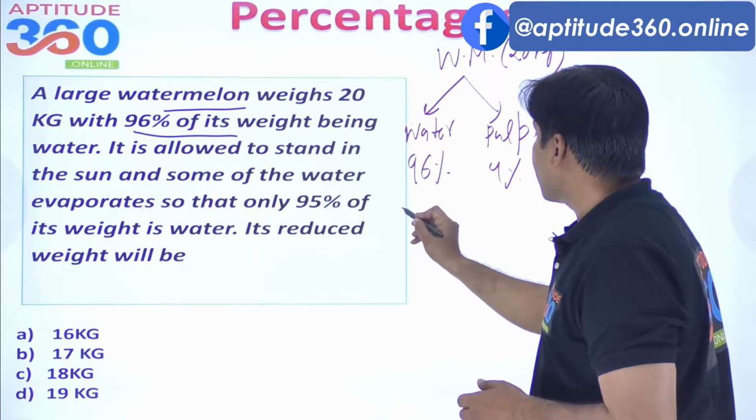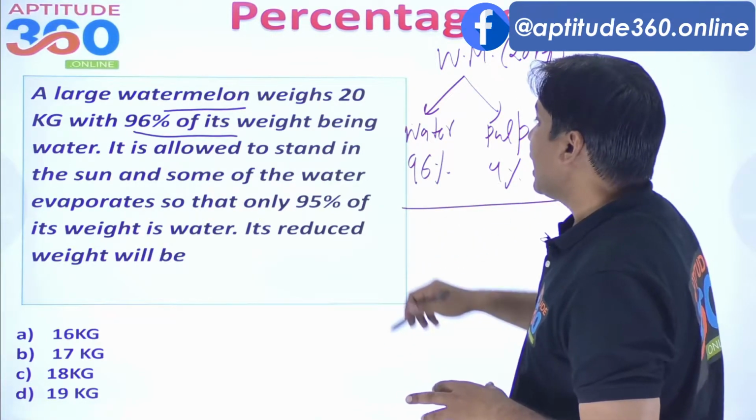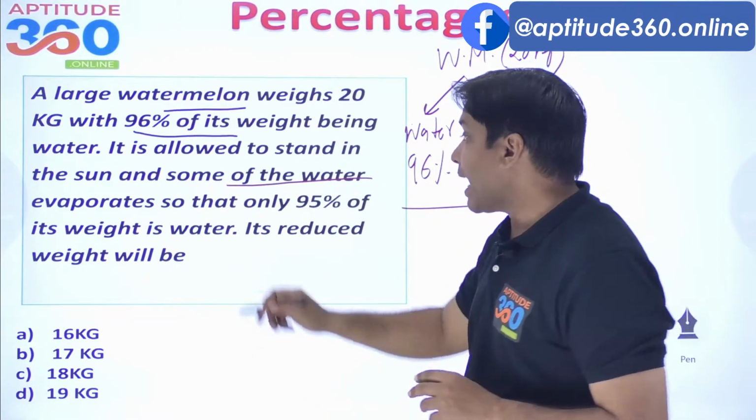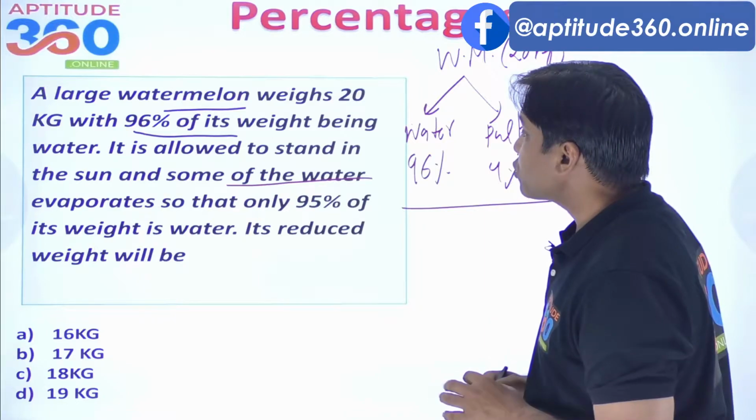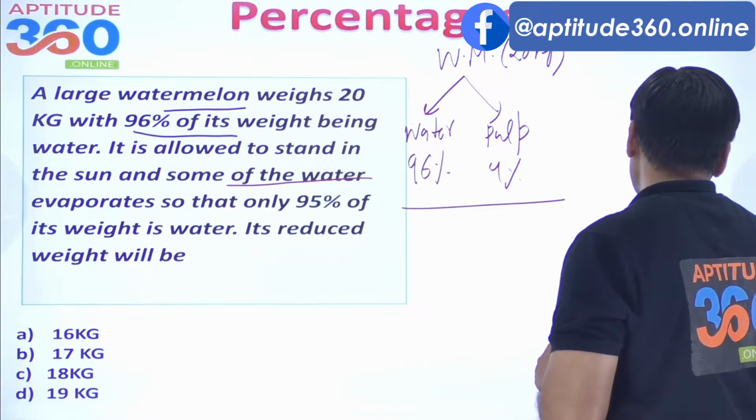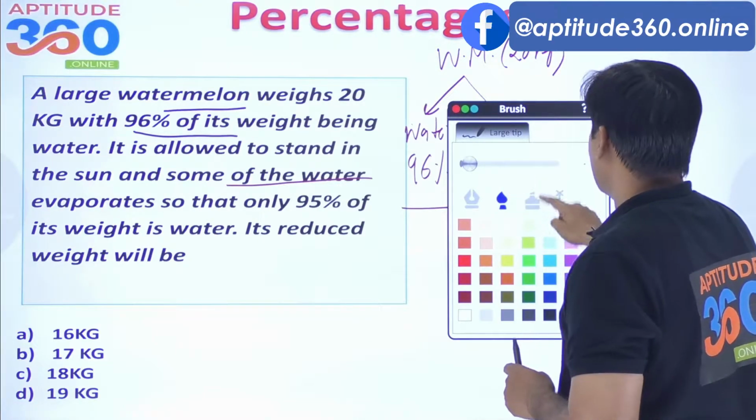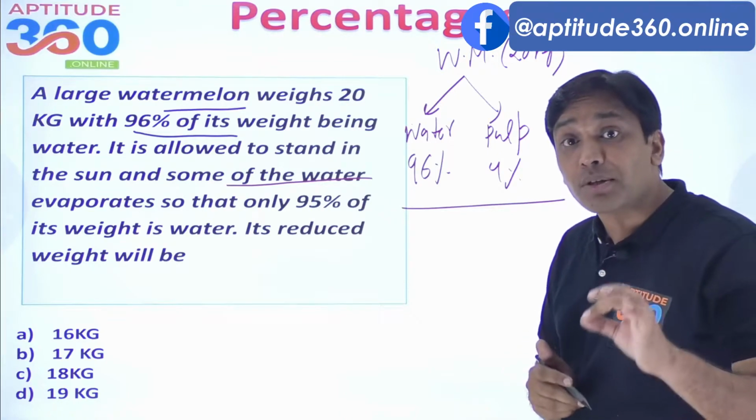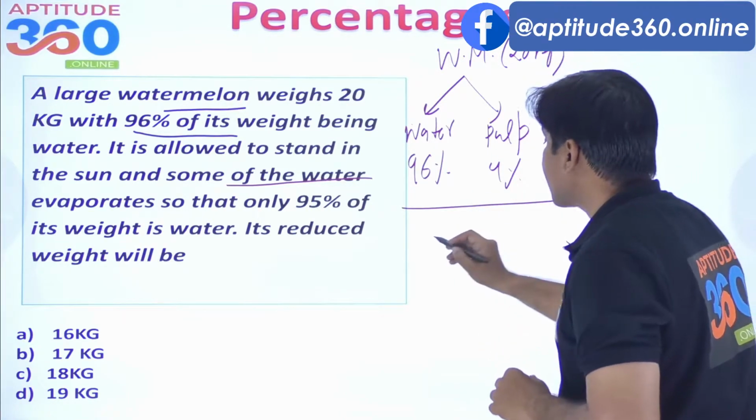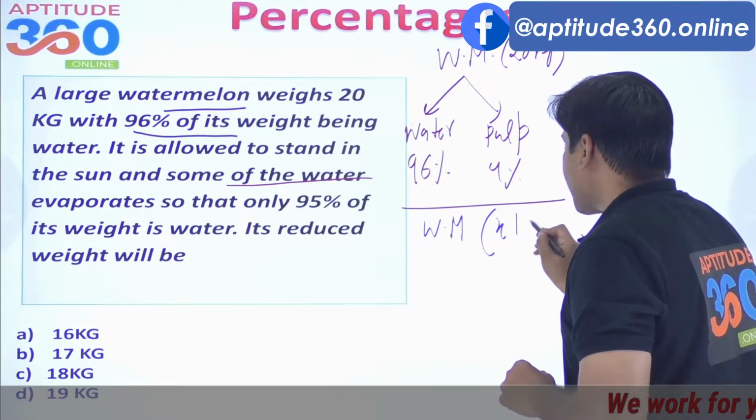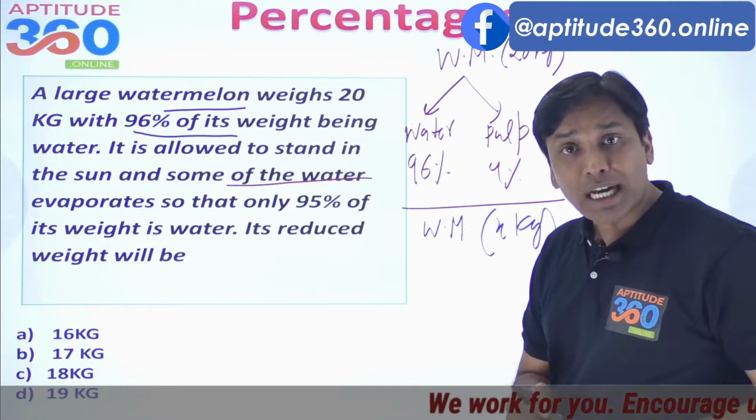Is that okay? Now once it is done, they are saying that it stands in sun and then some of the water evaporates, so that only 95% of its weight is water. So previously it was 96%. Now the problem says that it no longer is 96%, rather it is 95%. And if that is the case, I'll say that again, okay, this watermelon, and they say this is x kilogram, and this is what हमारे को यही तो निकालना है यहाँ पे.